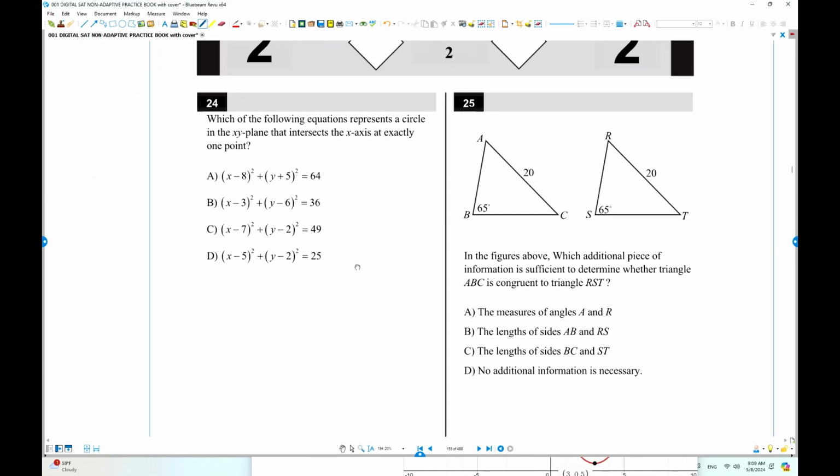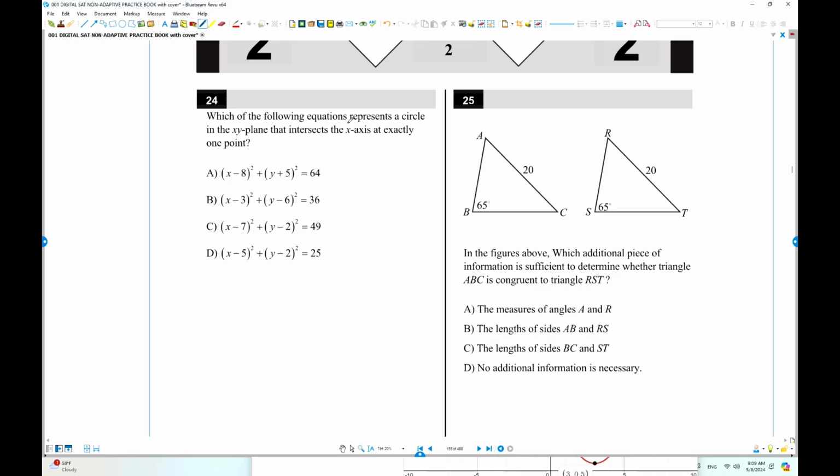Here is number 24. Which of the following equations represent a circle in an xy plane that intersect the x-axis at exactly 1 point? Looks like this one. If this is the x-axis, maybe possibly this way or the other side. If this is the x-axis, okay? It may be either of these two cases. So we can check it out.